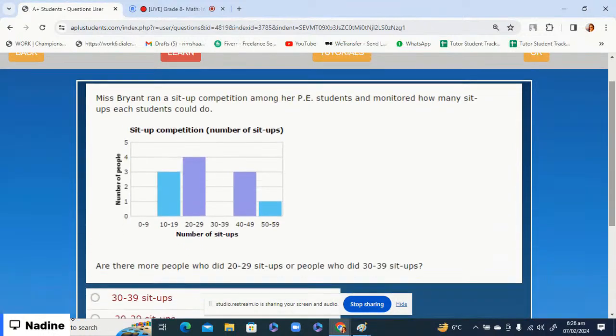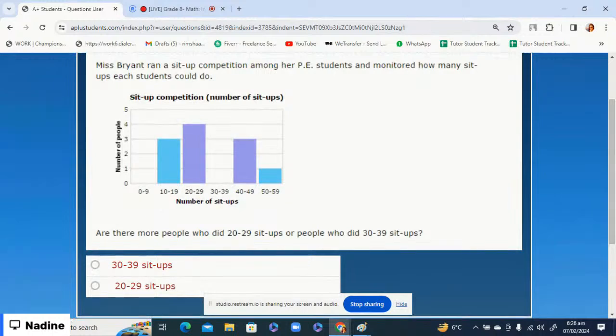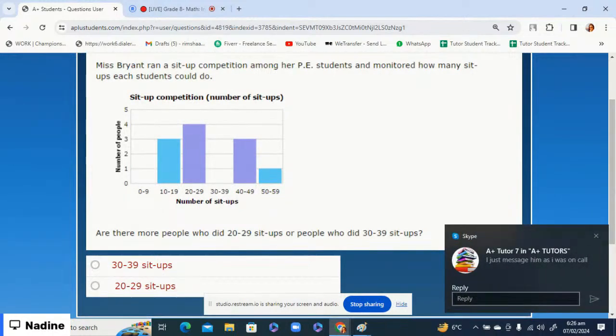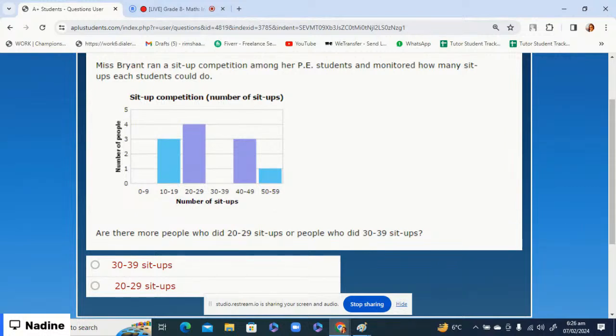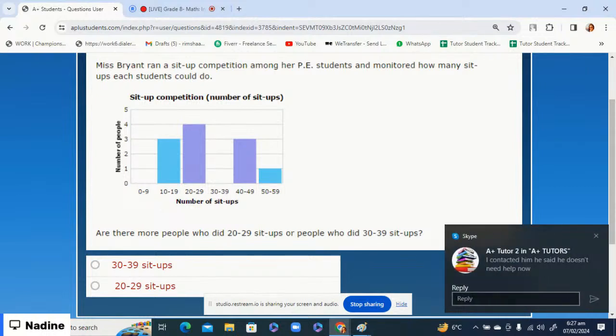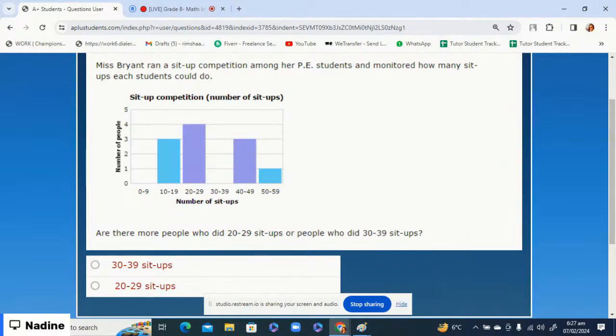Now let's do this one. Miss Priyanth ran a sit-up competition among her PE students and monitored how many sit-ups each student could do. The number of sit-ups are given: 0 to 9, 10 to 19, 20 to 29, 30 to 39, 40 to 49, 50 to 59. And the number of PE students is given.